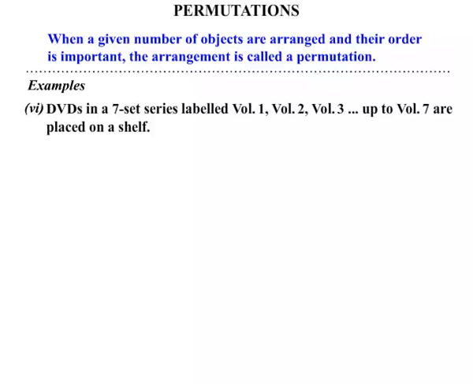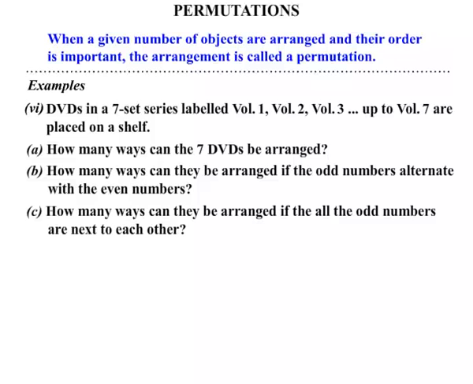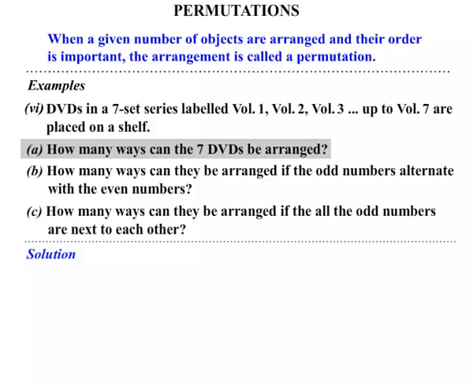Our final example now: DVDs in a 7-set series labelled Volume 1, Volume 2, Volume 3, all the way up to Volume 7 are placed on a shelf. Part A, how many ways can the 7 DVDs be arranged? Part B, and part C, a couple of different questions on that. Let's look at the solution firstly to part A.